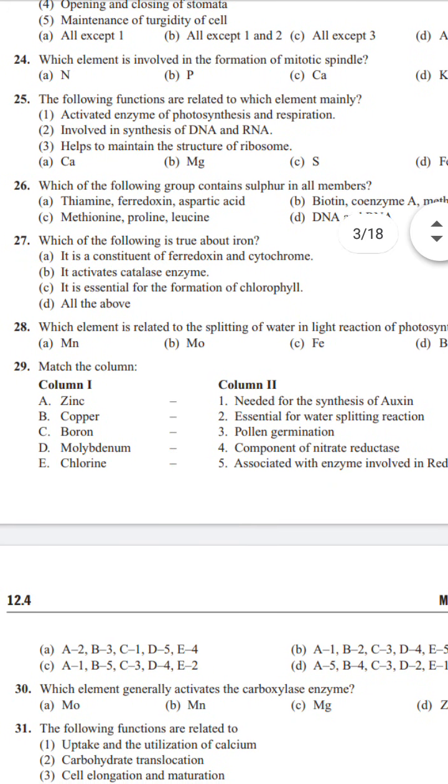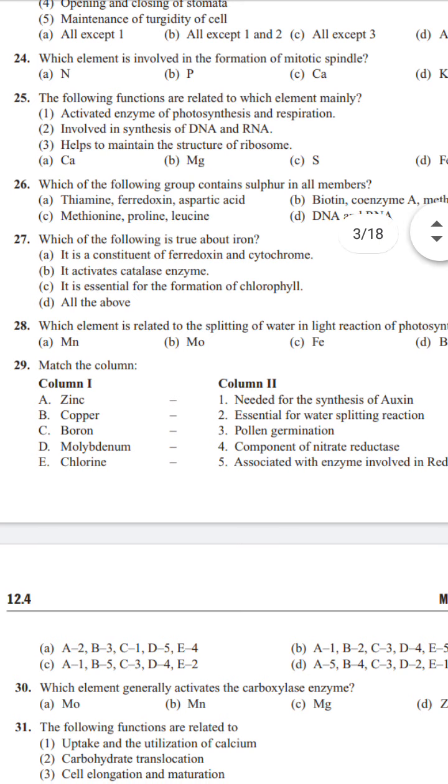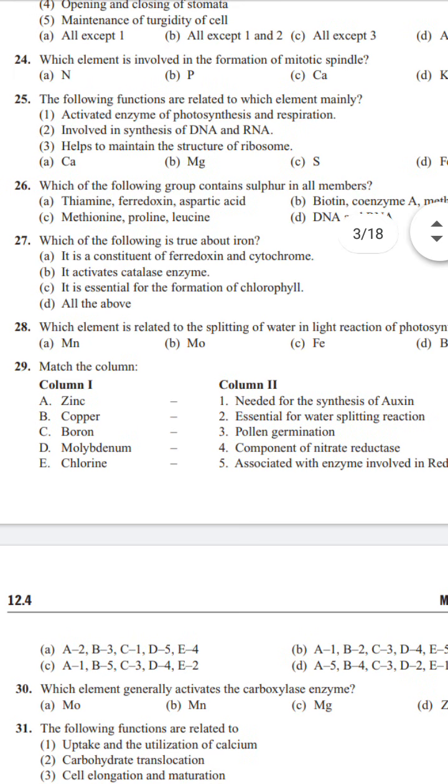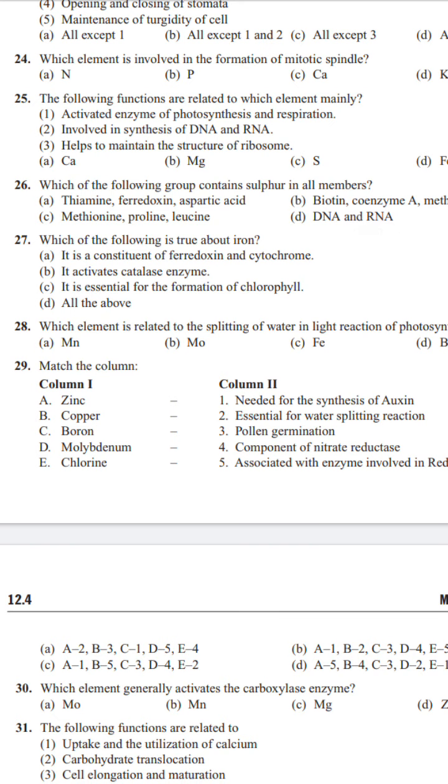Which of the following is true about iron? Option A. It is a constituent of ferredoxin and cytochrome. Option B. It activates the catalase enzymes. Option C. It is essential for the formation of chlorophyll. Next, all the above. So the correct answer for this question is option D, all the above. Iron is one of the important micronutrients. Let us see the explanation for this question.